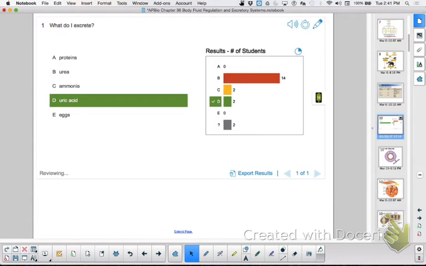Oh, you know what? Let me tell you something. In the picture that I had with this, there was a bird talking, and he was saying, what do I excrete? And it was uric acid. But you personally, yes, you do secrete urea. The bird is missing. He was sitting on a branch talking. I have to bring a bird in. My bad. All right.